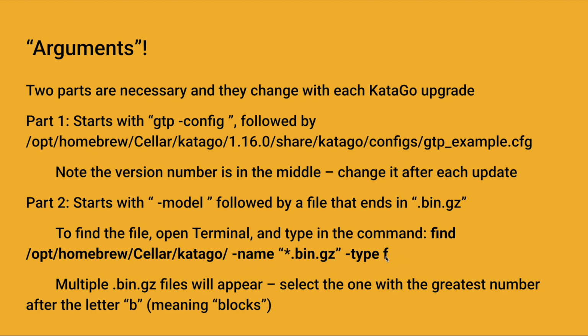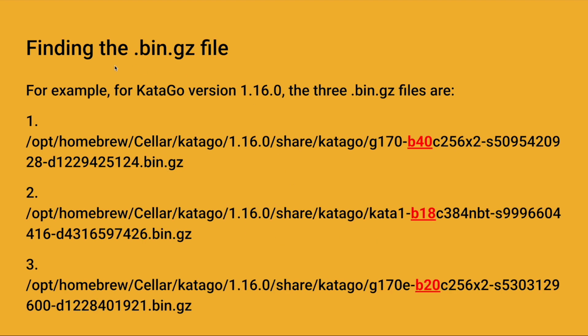So type in this command in terminal and then hit return, and then multiple bin.gz files will appear. And then all you need to do is select the one with the greatest number after the letter b, which means blocks. What does that mean? So if you input that in your terminal on your Mac, after the KataGo installation, I have 1.16.0, that's the version I'm using. You're going to see 3 bin.gz files.